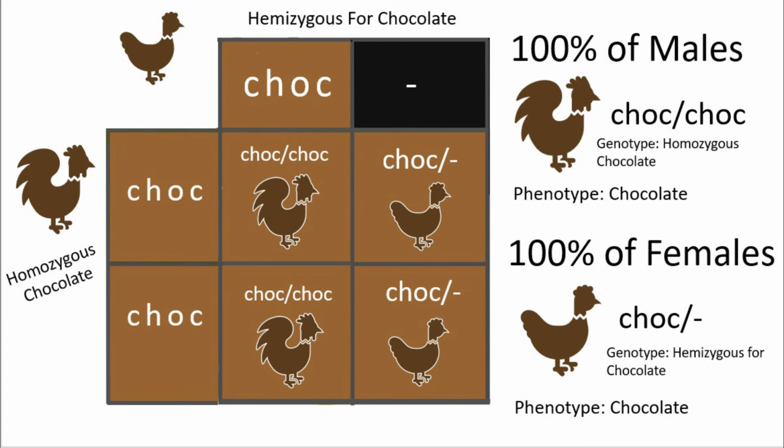And finally, the sixth pairing is a homozygous chocolate male bred to a hemizygous chocolate female. And as stated earlier, all chicks, both males and females from this pairing, will be chocolate, with the males being homozygous chocolate and the females being hemizygous chocolate.